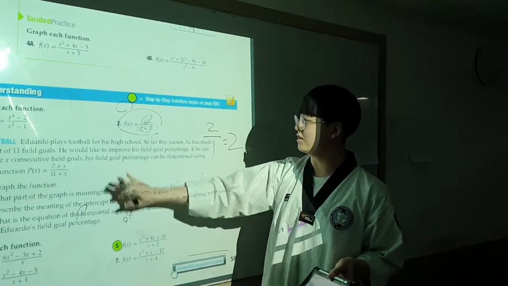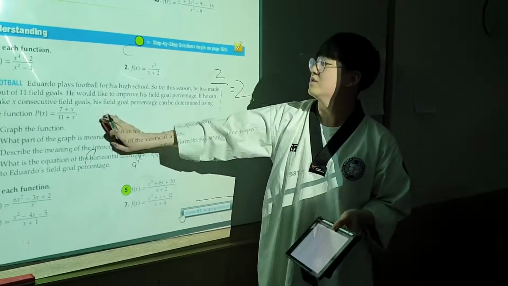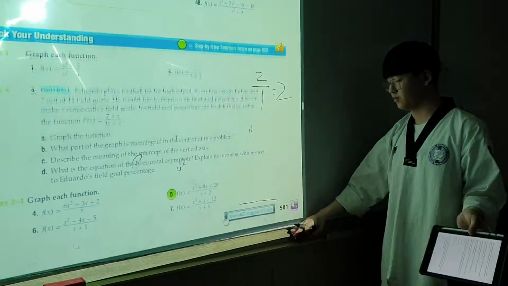Yeah, so that's all about the asymptotes. And Sejong will explain about the oblique asymptote, which is the new one.